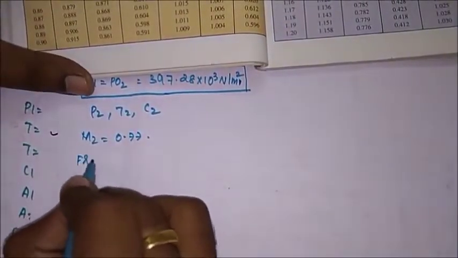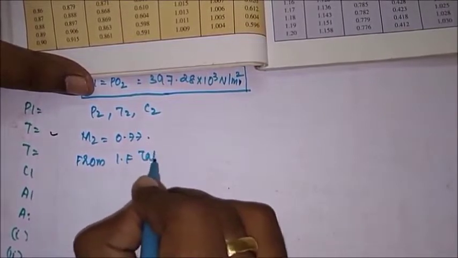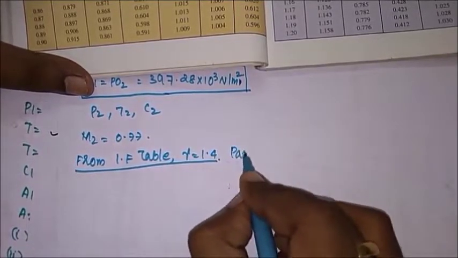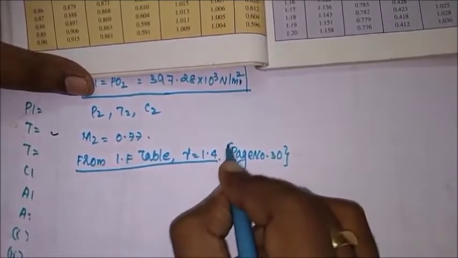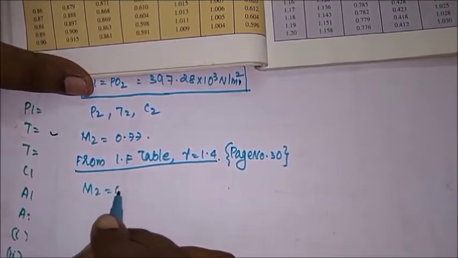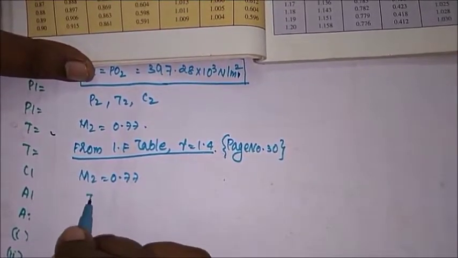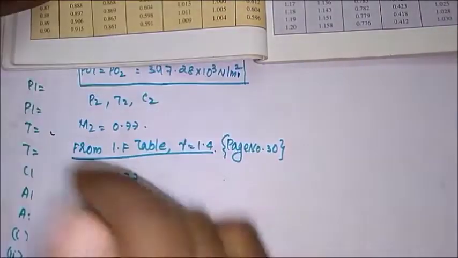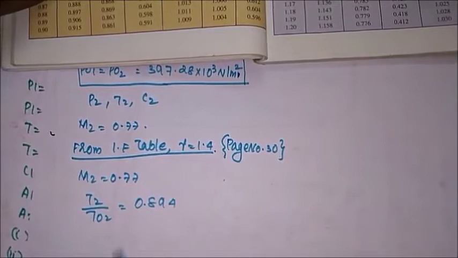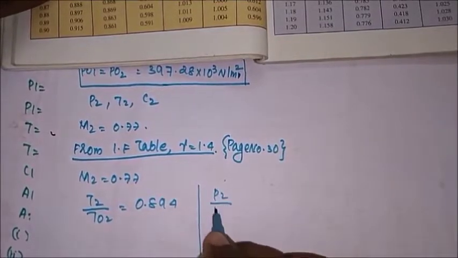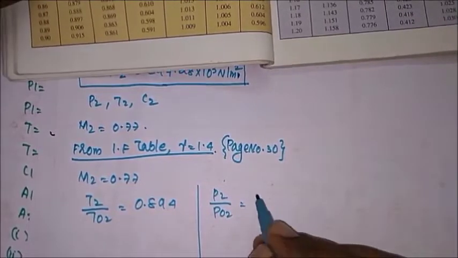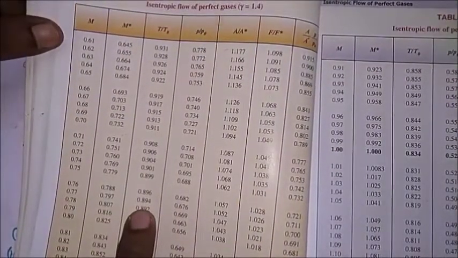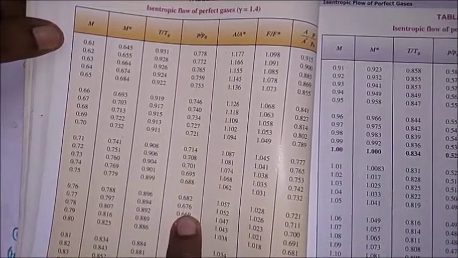That is from the isentropic flow table, gamma is equal to 1.4, page number 30. For M2 is equal to 0.77, T2 divided by T02 is approximately 0.894. Similarly, P2 divided by P02 is equal to 0.676. That is T2 divided by T02 is equal to 0.894 and P2 divided by P02 is equal to 0.676.